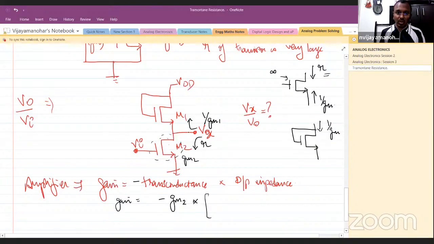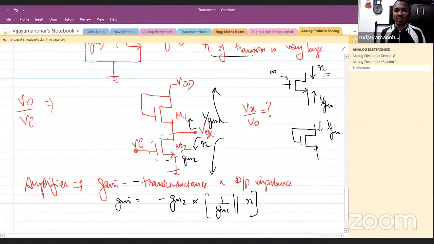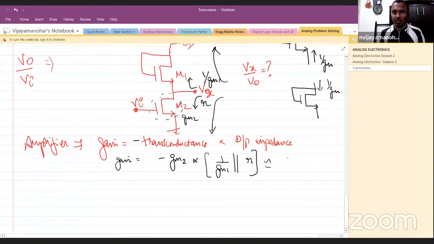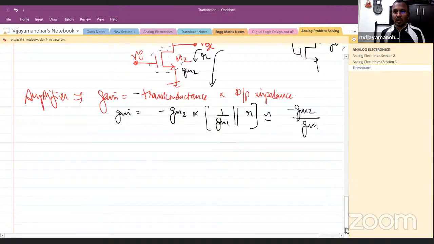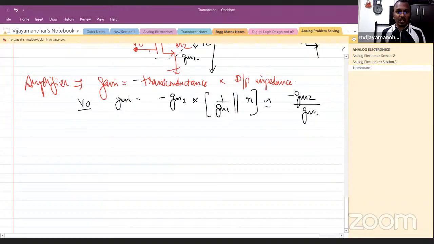See, from this node you have a path to ground like this, this is also a path to ground. That means effectively in the signal picture these two transistors are parallel. So what you will get? 1 by Gm1 parallel to R. But it is clearly given that R of the transistor is very, very large. That means 1 by Gm1 parallel R is approximately 1 by Gm1, so the gain is minus Gm2 divided by Gm1 only. Okay, this is Vx by Vi. Now let us look at the second stage.